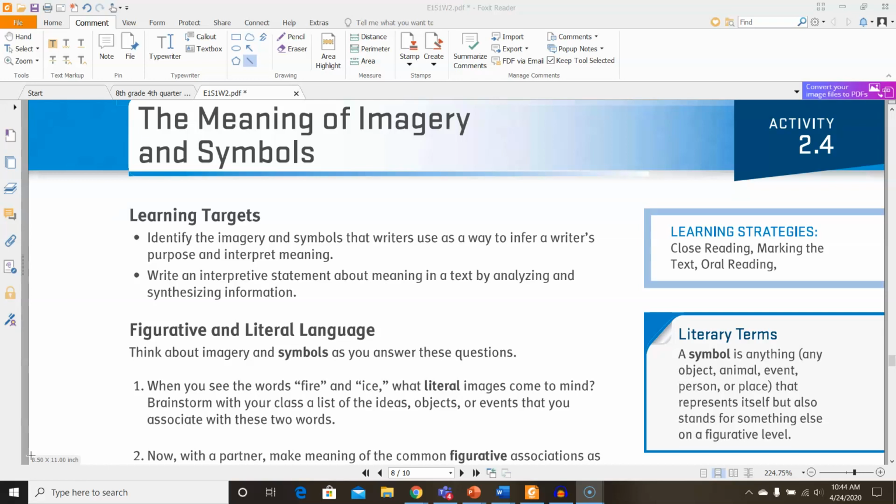First of all, when you see the words fire and ice, what literal images come to mind? Brainstorm with your class a list of the ideas, objects, or events that you associate with these two words. Now, since we're working online, we're not going to brainstorm with the class, but I want you to come up with your own list of ideas, objects, or events that you associate with the word fire and that you associate with the word ice.